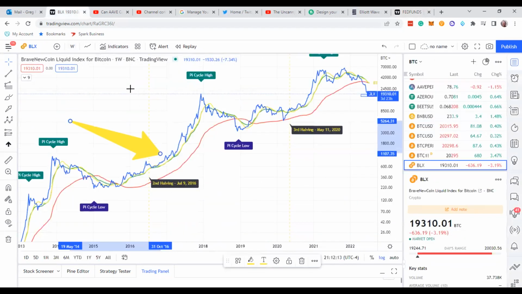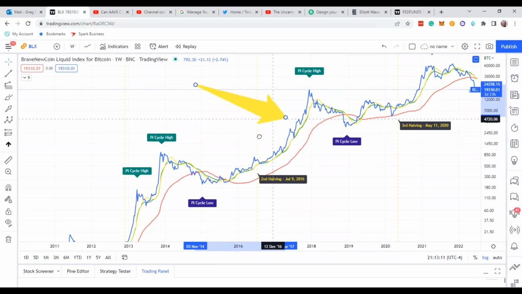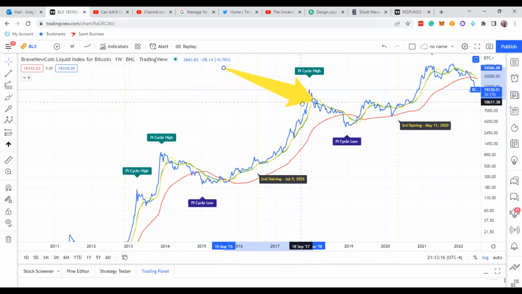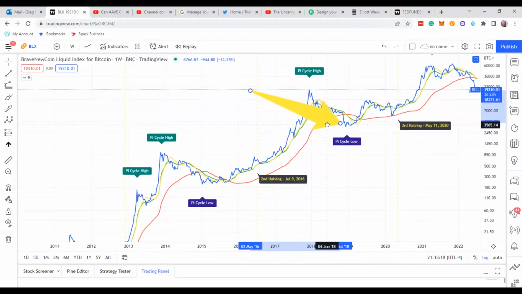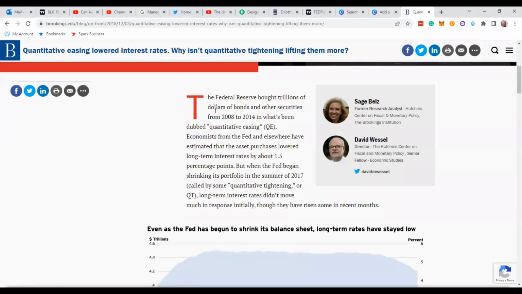So go back to the Bitcoin chart right here, guys. This area right here, interest rates were hiking, had quantitative tightening all the way through here. And quantitative tightening did not stop until 2019. And for those that want to do a little bit more research, it goes through here.